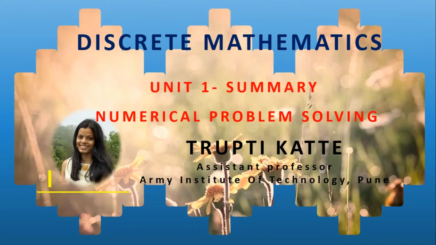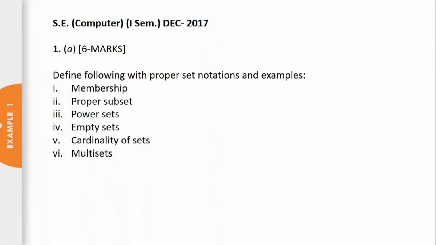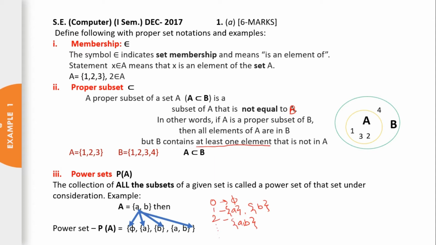Numerical problem solving on set theory and logic. First question: define the following with proper set notation and example: membership, proper subset, power sets, empty sets, cardinality of sets and multiset. Membership is represented by this symbol, belongs to, which indicates set membership and means "is an element of".